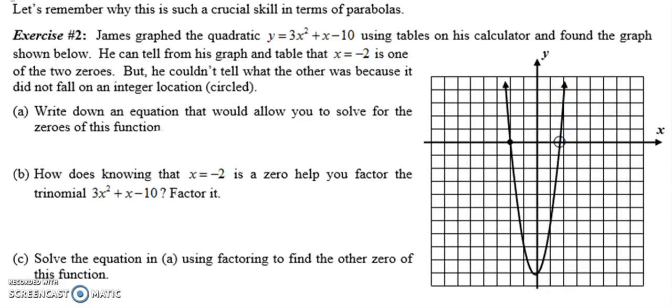So now solving it is going to help us out. So write down an equation that would allow us to solve for the 0. So what equation could we use to solve for this 0? Could you come up with it?